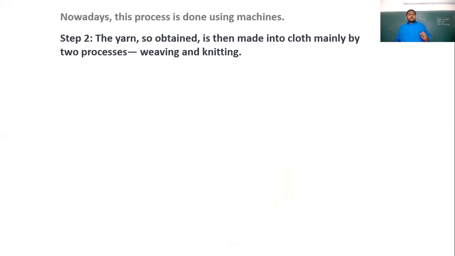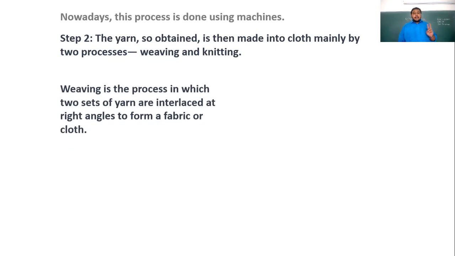Now step two: the yarn or the threads we obtain are then made into cloth mainly by two processes. There are two processes for forming a fabric from the thread. The first one is the weaving process and the second is the knitting process.